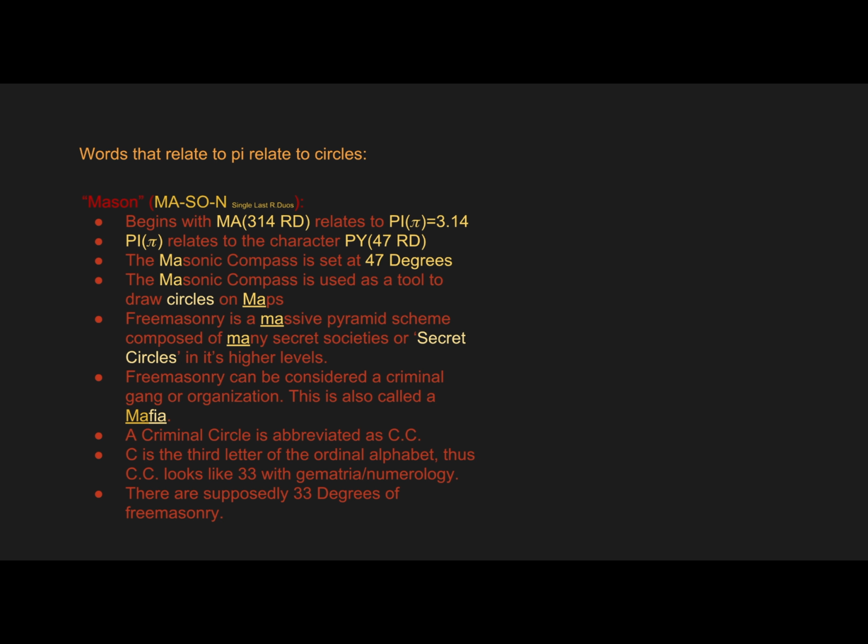C is the third letter of the ordinal alphabet, and the ordinal alphabet is found within the English Duos alphabet. So CC looks a lot like 33 with Gematria and Numerology. There are supposedly 33 degrees in Freemasonry. However, we know that people move beyond the 33rd degree, start their own secret societies, become even bigger criminals, just your usual normal behavior, I guess you could say, in our world.